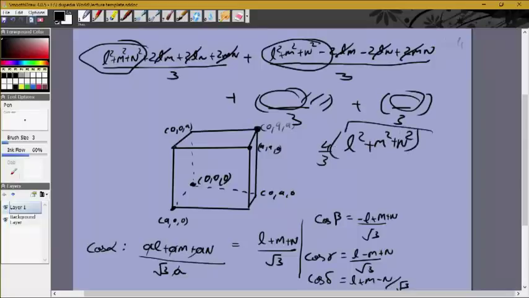But we already know this is equal to 1 because l, m, n were the direction cosines, and the direction cosines always have this property. So the answer comes out to be 4 by 3. Cos squared alpha plus cos squared beta plus cos squared gamma plus cos squared delta is equal to 4 by 3.